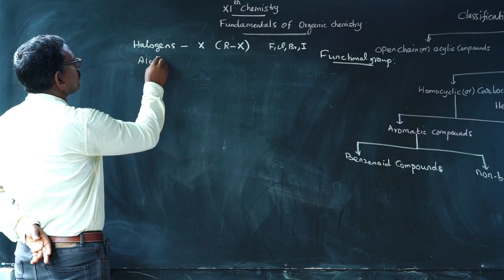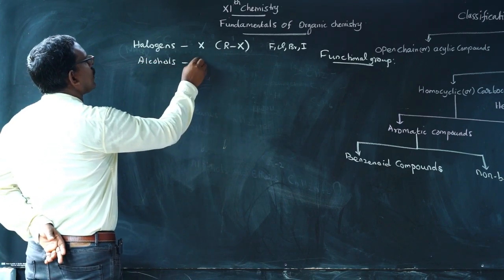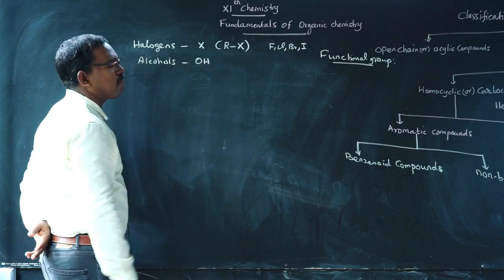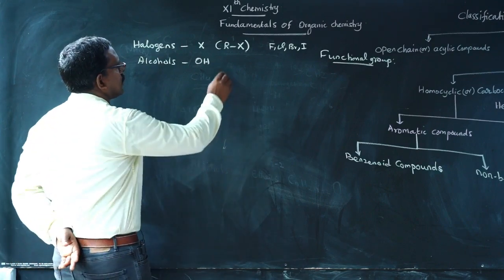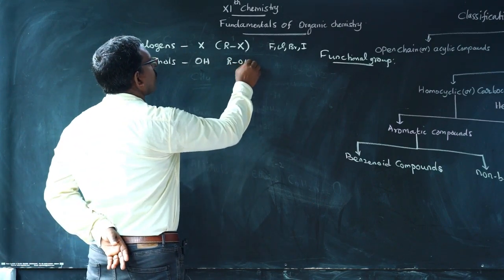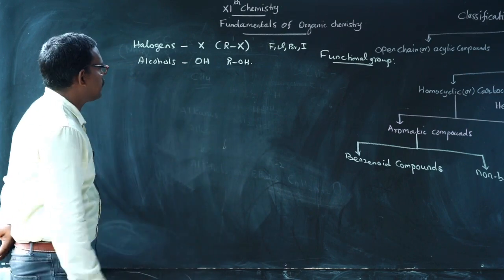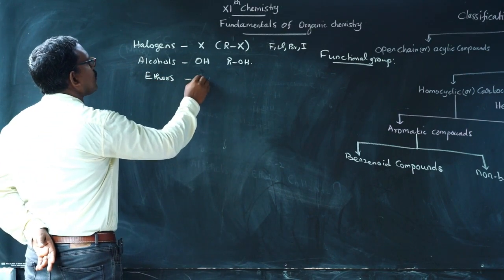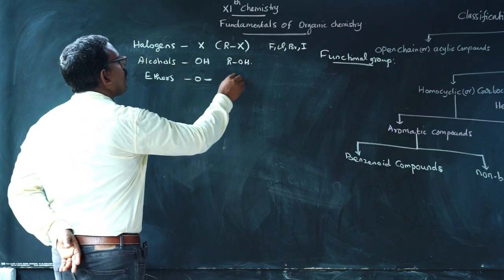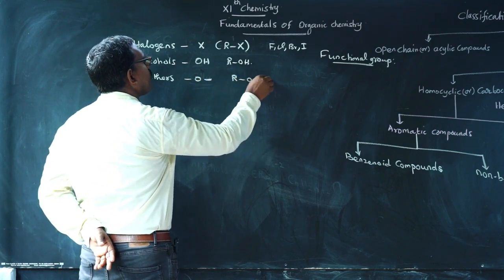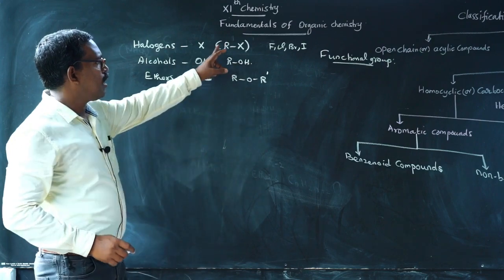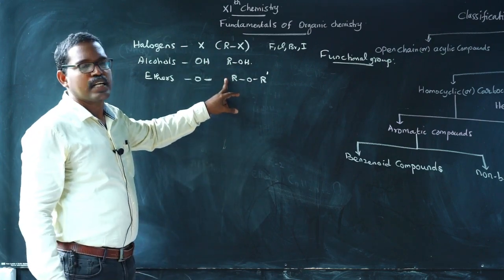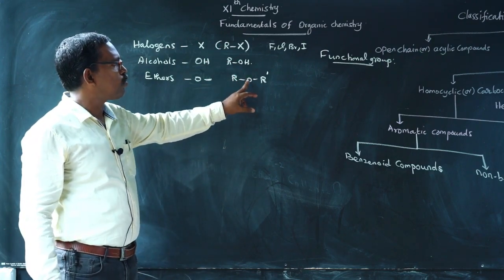Alcohols: the functional group of alcohol is OH, represented as ROH. Ethers: the functional group is O, represented as ROR'. Here R is the alkyl group, which we discuss later.